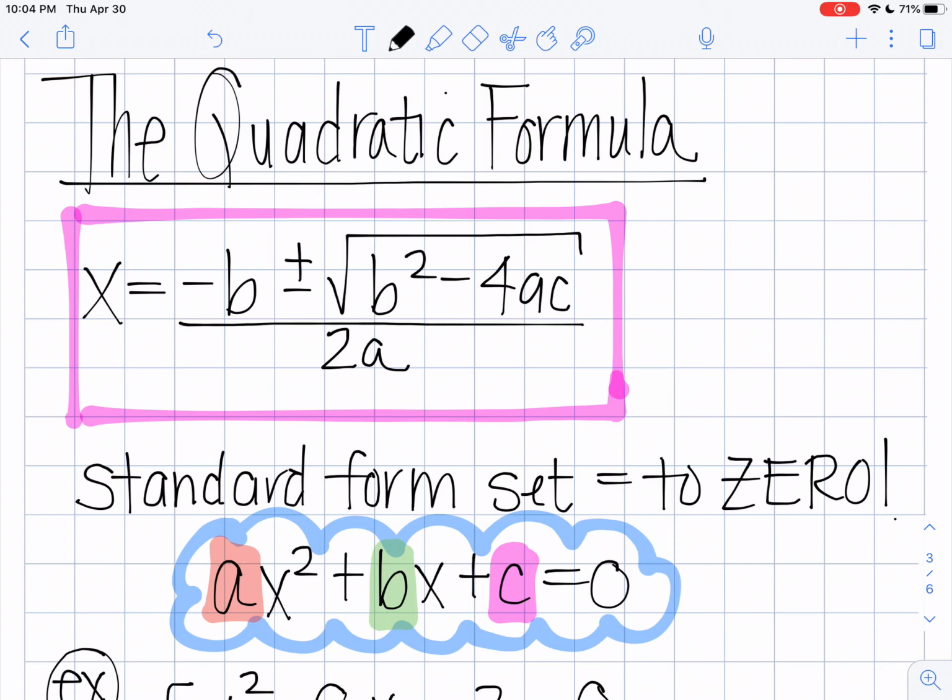In this video, we're going to talk about how to solve an equation using the quadratic formula, or how to solve a quadratic equation using the quadratic formula. The first thing that you need to know is the quadratic formula. It's highlighted here in pink.